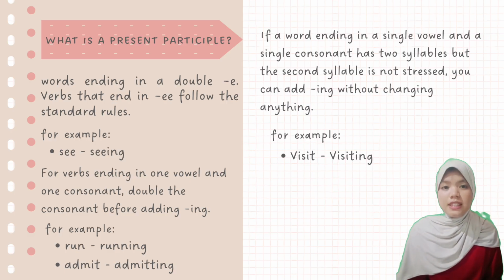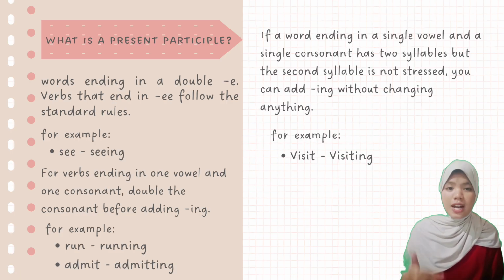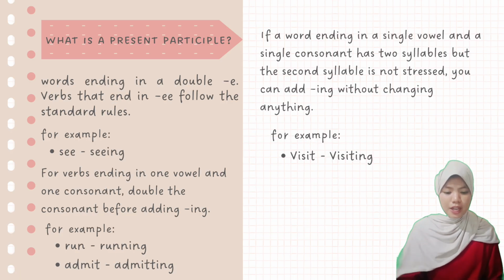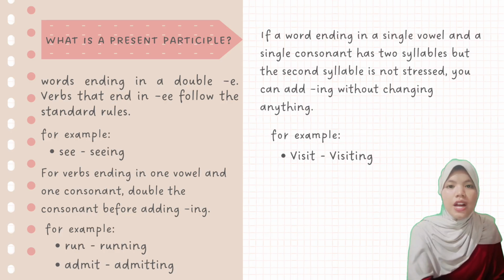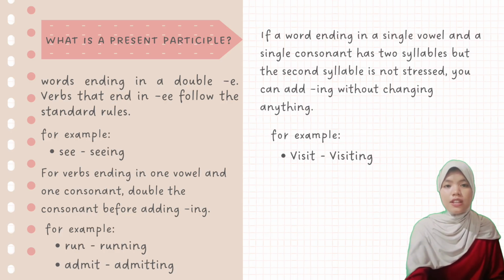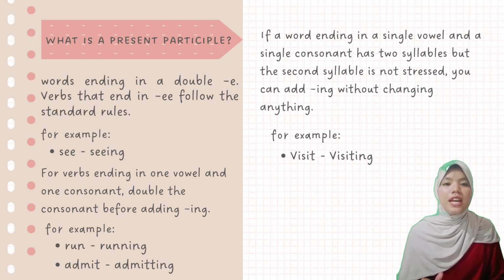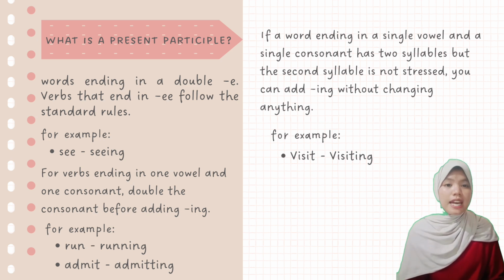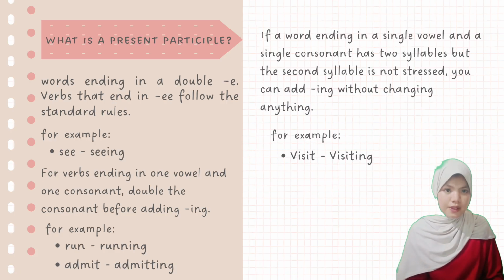For verbs ending in one vowel and one consonant, double the consonant before adding ing. For example, run becomes running, admit becomes admitting. There are exceptions to this rule. If a word ending in a single vowel and a single consonant has two syllables but the second syllable is not stressed, you can add ing without changing anything. For example, visit becomes visiting.